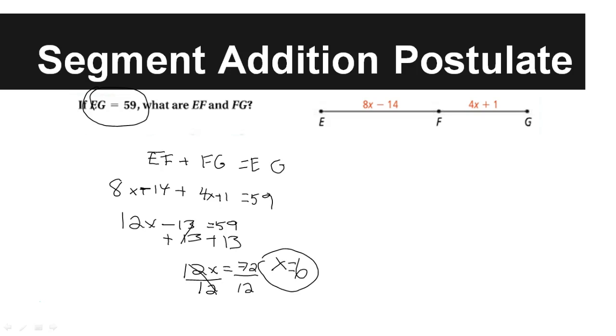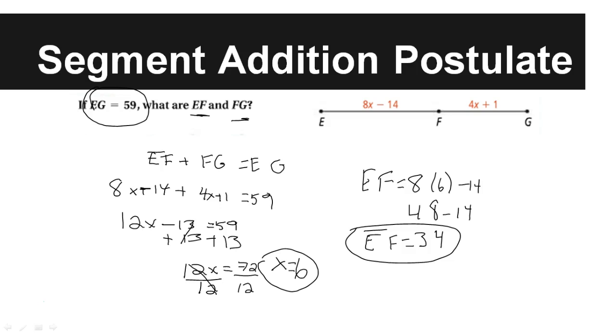Now, in algebra, most people would stop right there. X equals 6, great, got our answer. They asked for EF and FG. So we have to plug back in. EF equals 8 times 6 minus 14, which is 48 minus 14, which gives me 34 for segment EF.